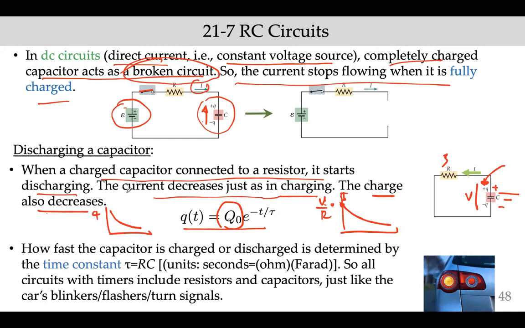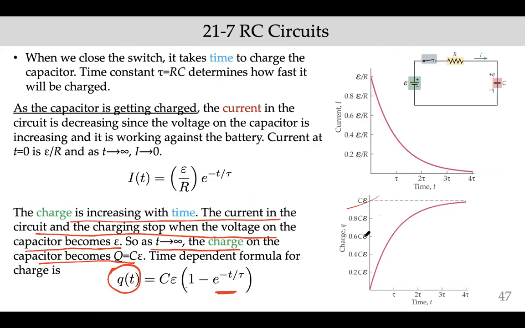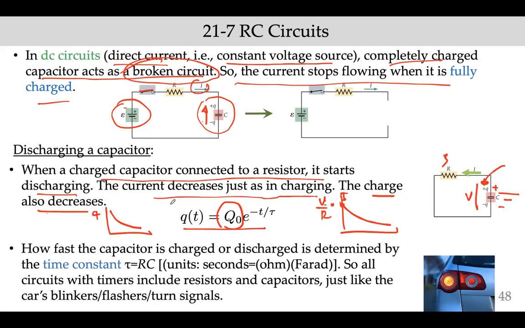As for the charge, if you are discharging, the charge goes down. But if you are charging it, let's go back to this one. If you are charging it, charge goes up to a maximum value. But if you are discharging, the charge goes down with time. And here you can see that this is a decaying function.